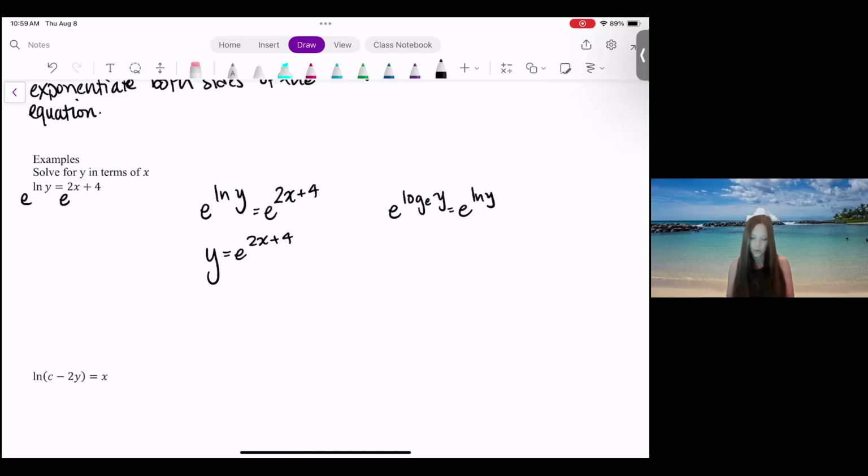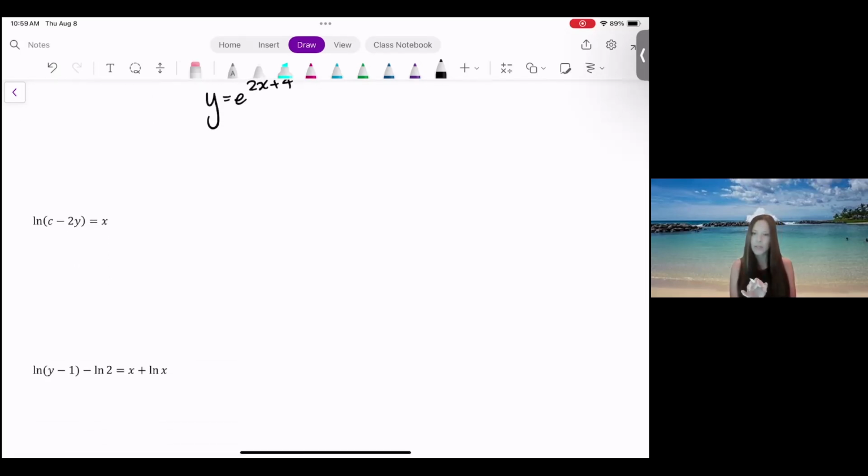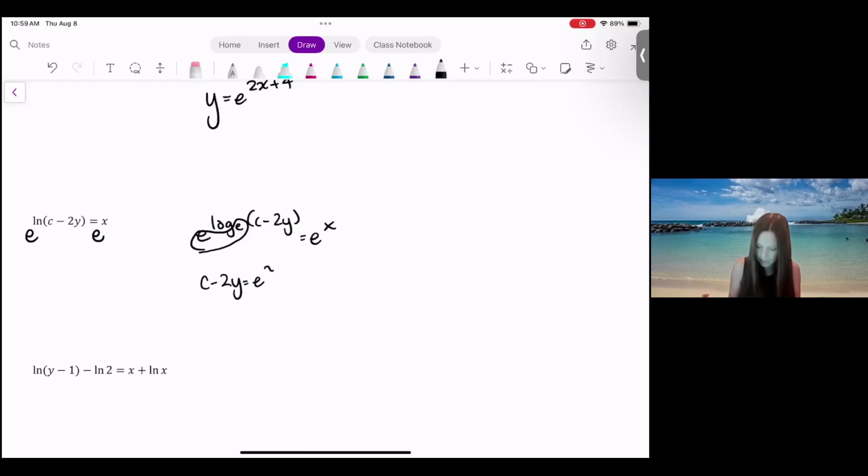I'm good to go. Moving on to the next example, I have natural log of c minus 2y equals x. The natural log is isolated on the left-hand side of the equal sign. I can exponentiate both sides. And then I have e to the log base e of c minus 2y equal to e to the x. The reason I'm rewriting it is so that you'll see that those bases are the same, which means I have c minus 2y on the left side equals e to the x.